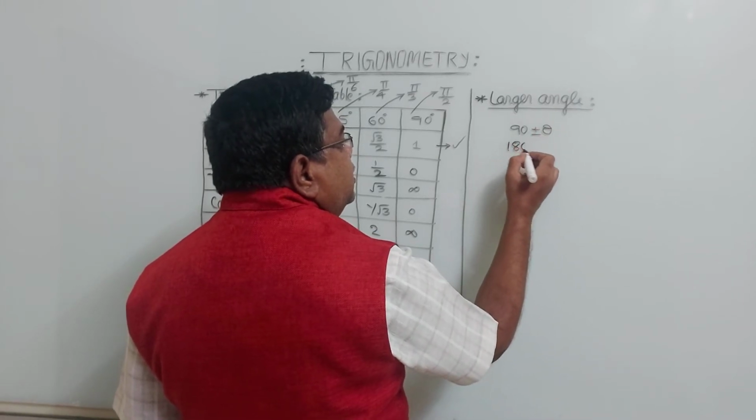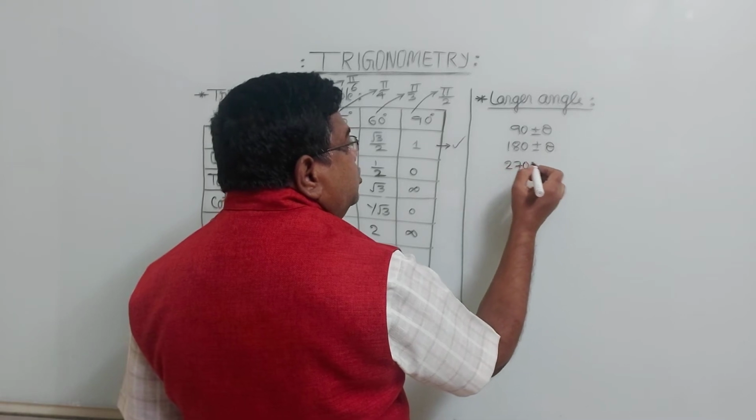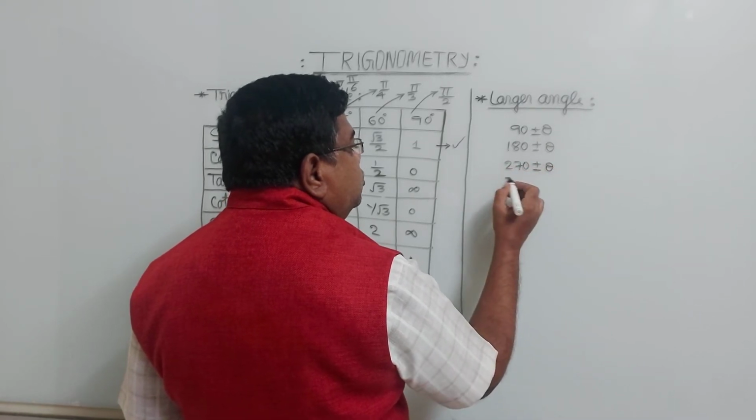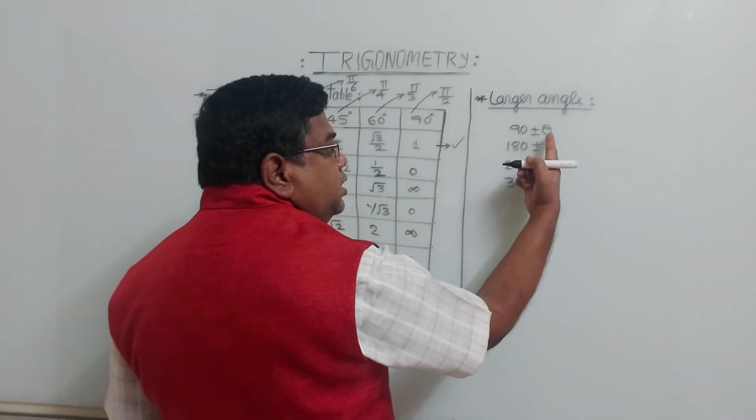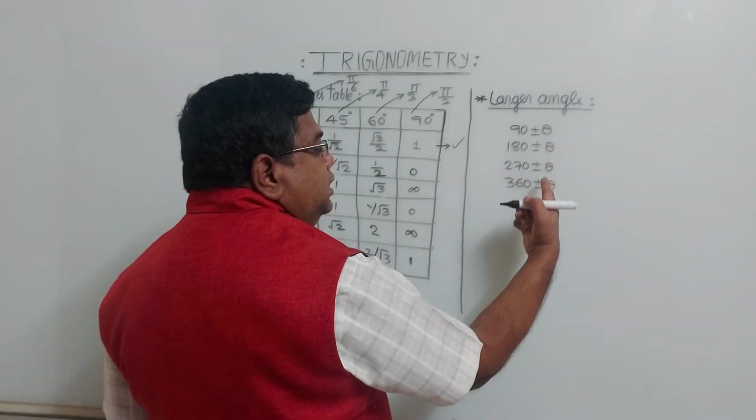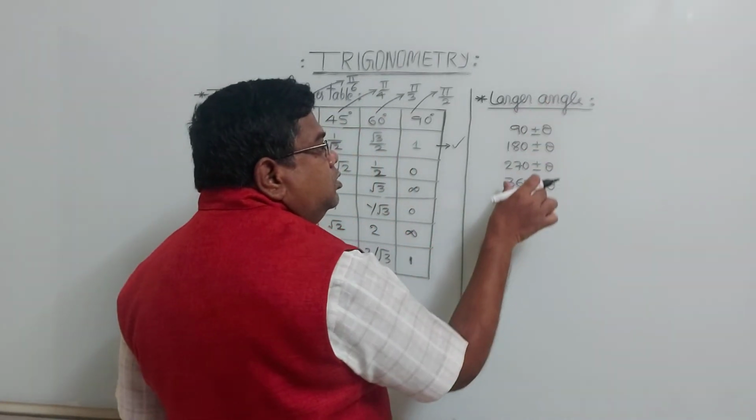So 180 plus theta or 180 minus theta, 270 plus theta or 270 minus theta, and 360 plus theta or 360 minus theta. Theta may be 30 degrees, 45 degrees, 60 degrees and so on. If any larger angle is given, in this way you have to split it.